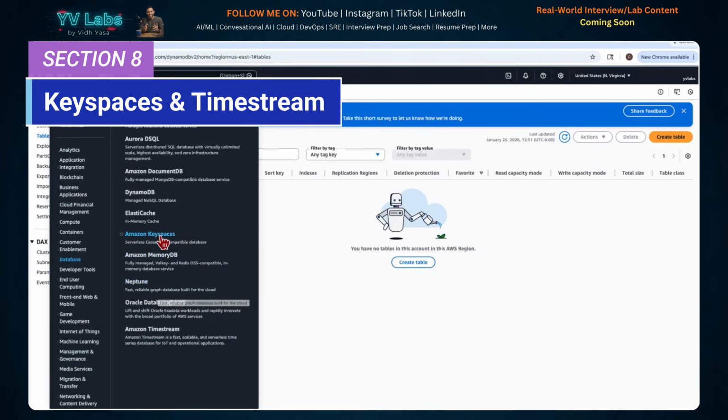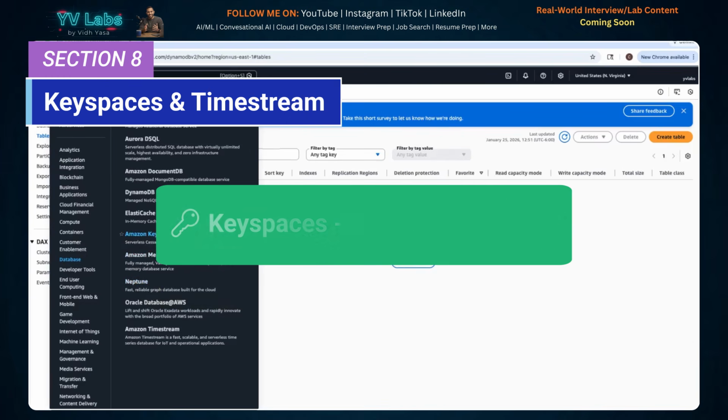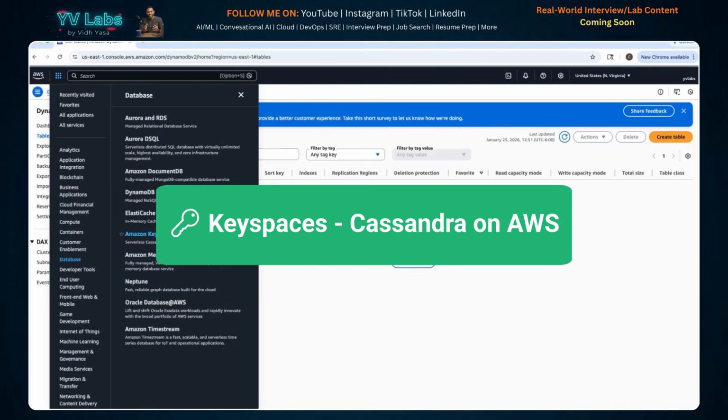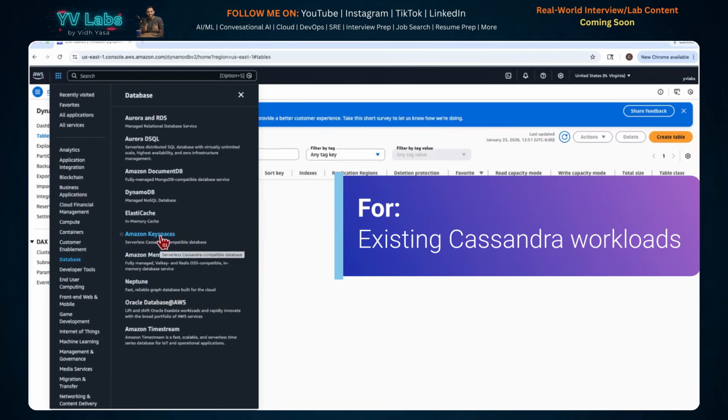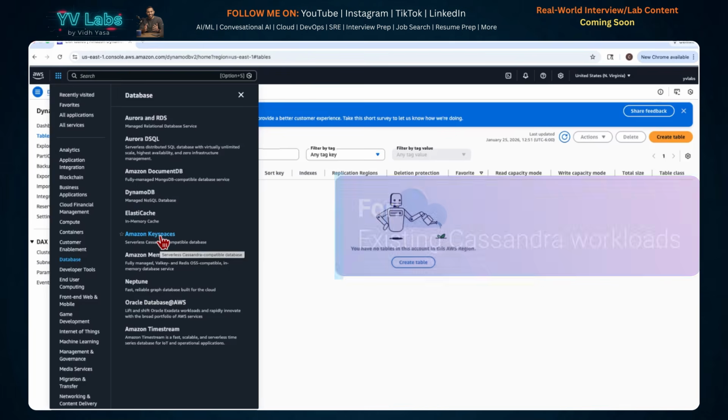Keyspaces, which you can see over here, is a serverless Cassandra compatible database. If your organization uses Apache Cassandra, Keyspaces lets you run those workloads on AWS without managing the Cassandra infrastructure.